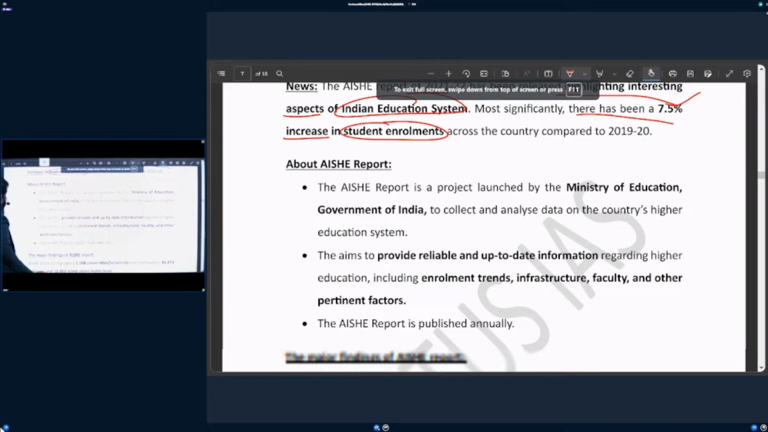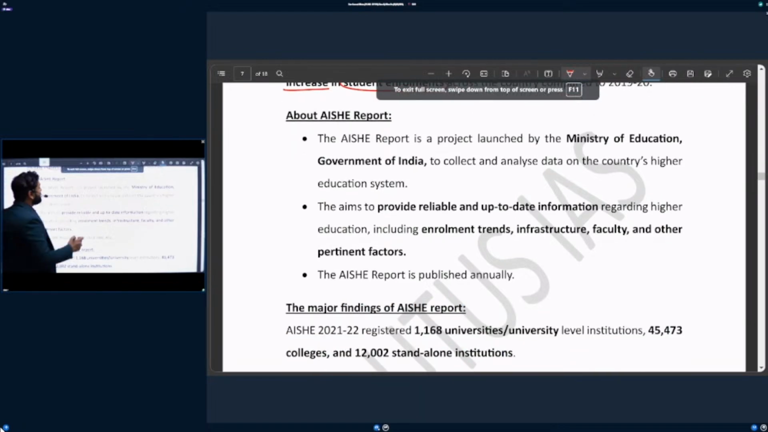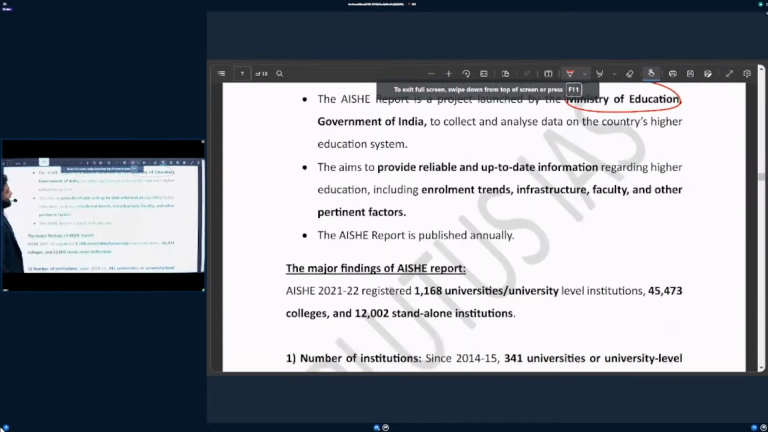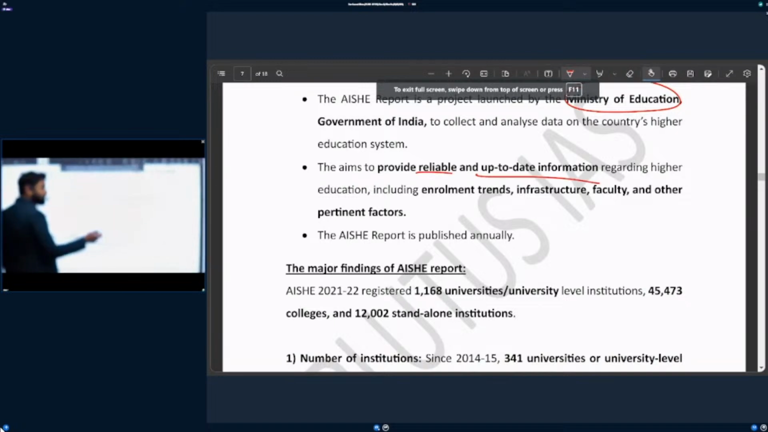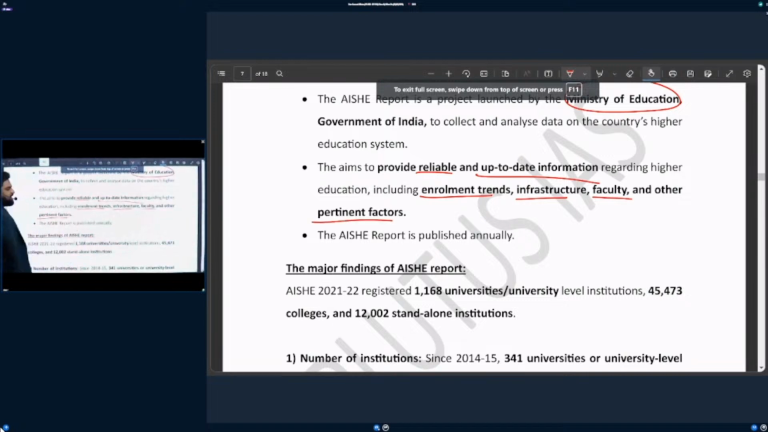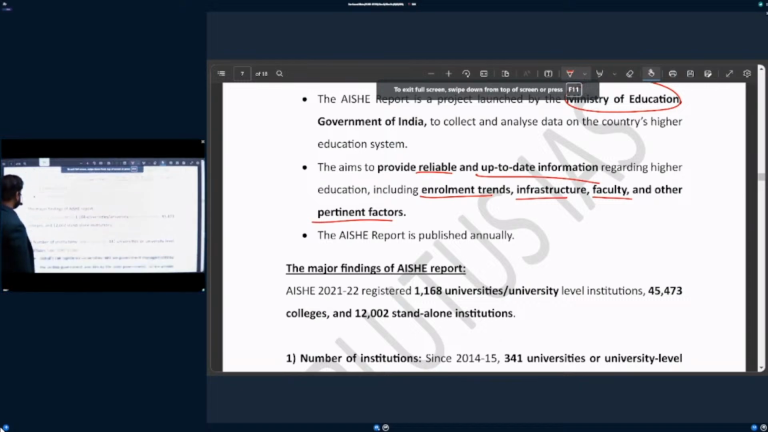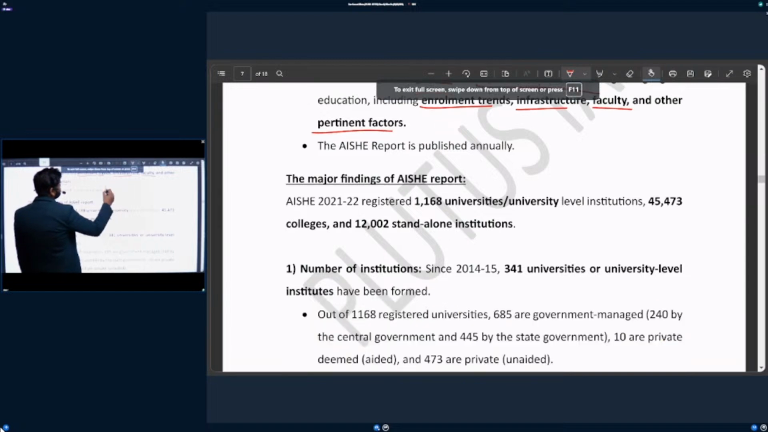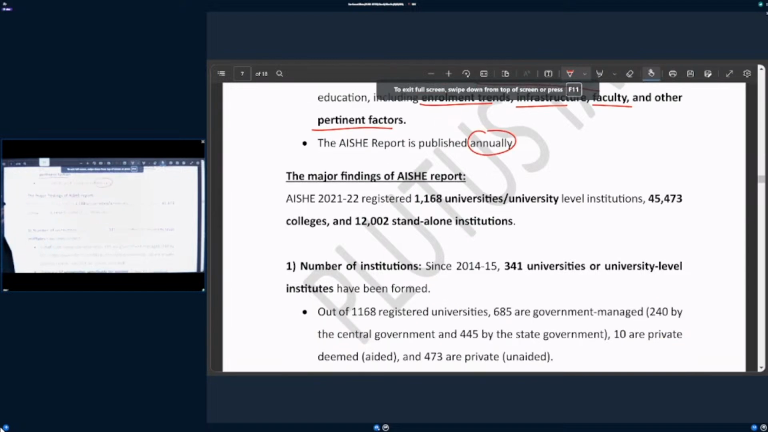So AISHE report highlight, it is for prelims, please remember, it is a project launched by Ministry of Education. It collects and analyzes data on the country's higher education to provide reliable and up-to-date information. It provides information about virtually everything about higher education, like enrollment trend, infrastructure, faculties, and any pertinent factor. So basically, it's a comprehensive study or survey of the higher education system in India, how it is functioning, how it is not functioning, and it is published annually. Please remember this. So let's see what is the finding.